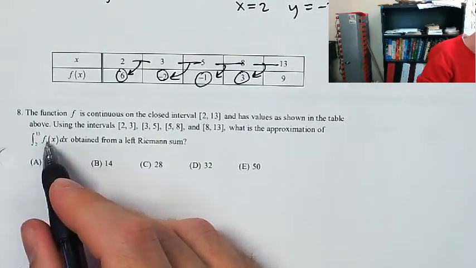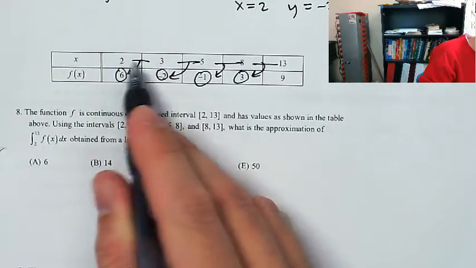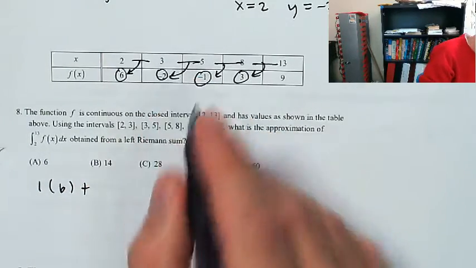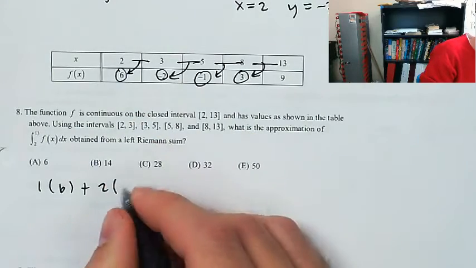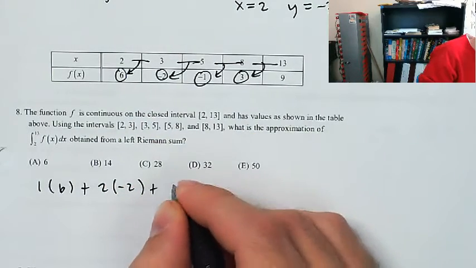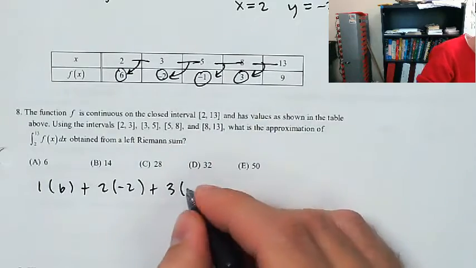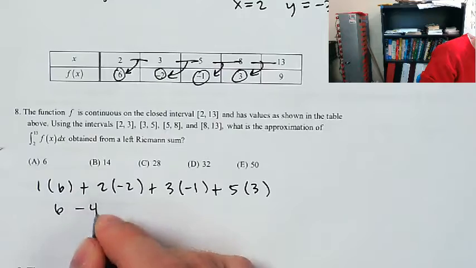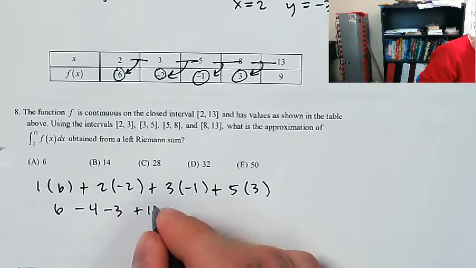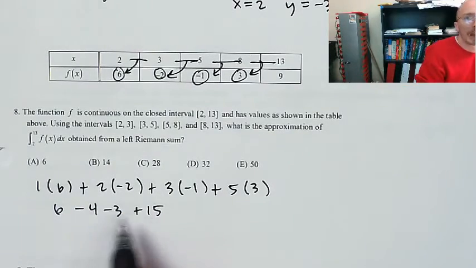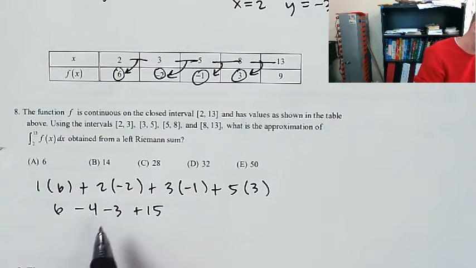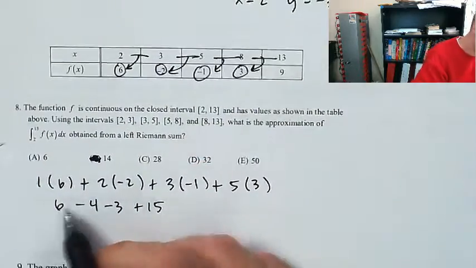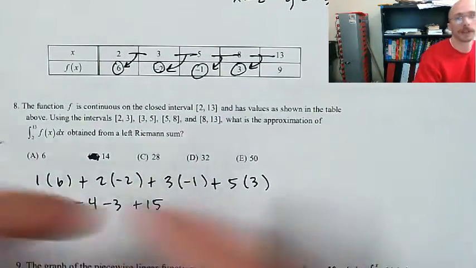I know that this integral is going to be approximately equal to the width of this interval, 2 to 3, that's 1, times the height is 6, plus my interval went 3 to 5, that's times my representative is negative 2, plus 5 to 8 is a width of 3, and my height is negative 1, plus 8 to 13 is 5, and my height is 3, so I've got 6 minus 4 minus 3 plus 15. However it's going to take for you to figure out what this number is, you should do that. I think I might take 6 minus 7 is negative 1 plus 15 is 14. But if you wanted to add to 21 and then subtract 7 and get 14, it's the same thing.